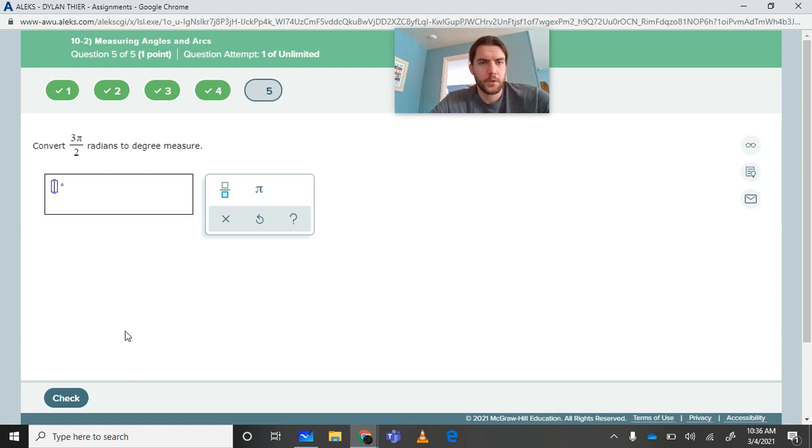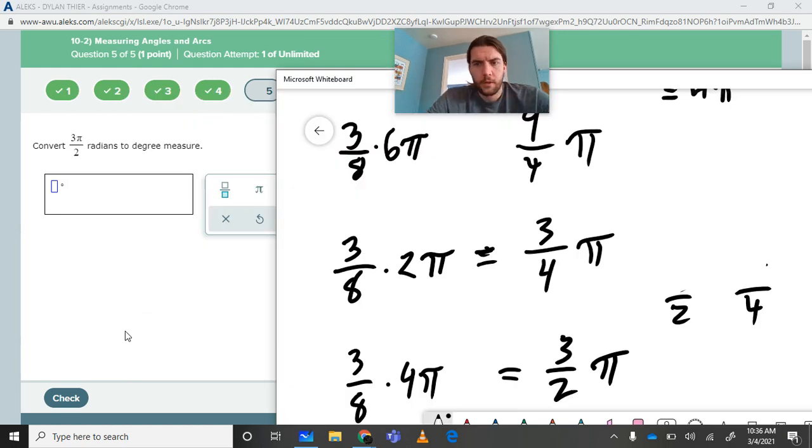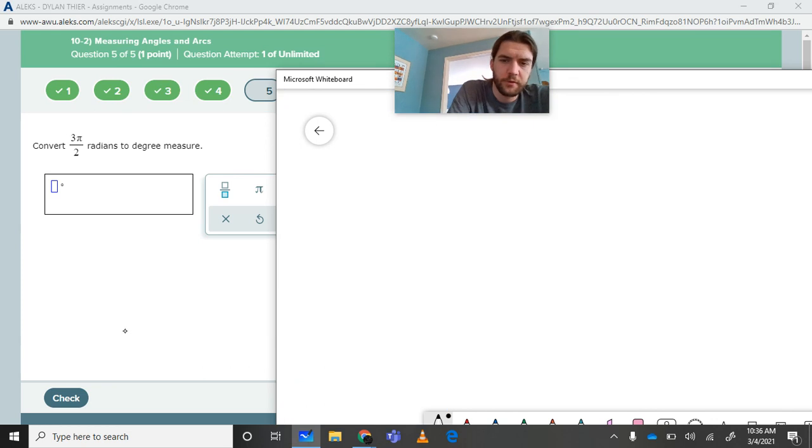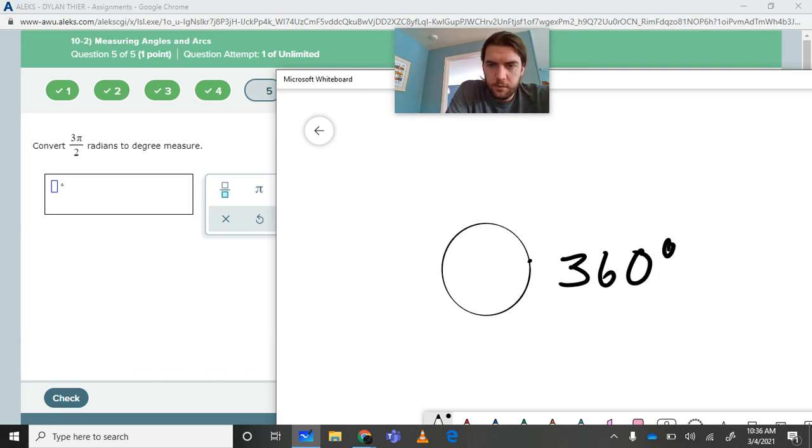Okay, convert 3 pi over 2 radians to degree measurement. So this is just based off the idea of that alternate numbering system for angles. So we start by kind of knowing about degrees, right? When we go around in a circle, we have 360 degrees. When we go halfway around a circle, we have 180 degrees.